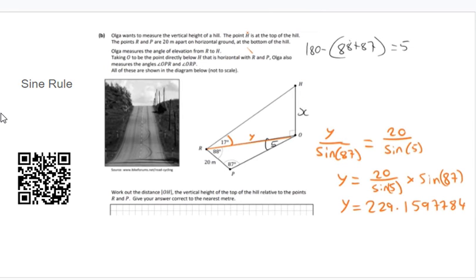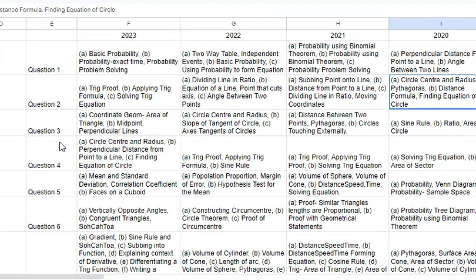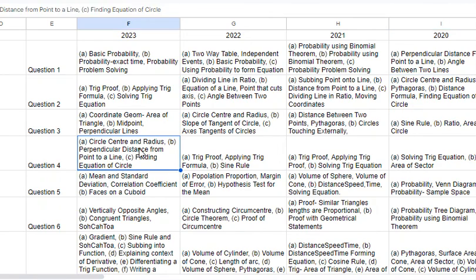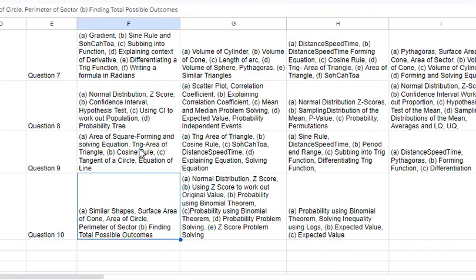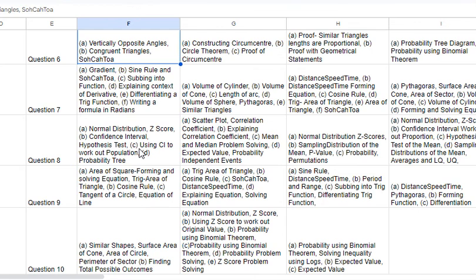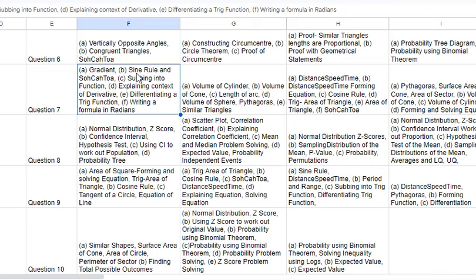So next one is sine rule. So this is the way sine rule came up last year in 2023. Now I think it came up in one of the last questions down here. Yeah, it came up there in question 7, in part B of it. So you'll see then it comes up.